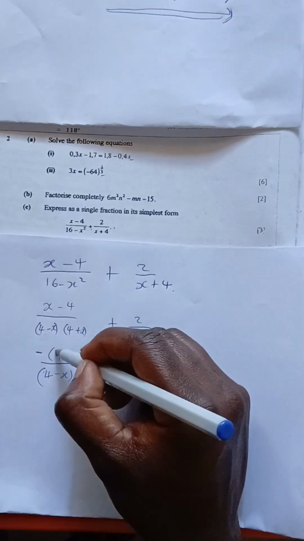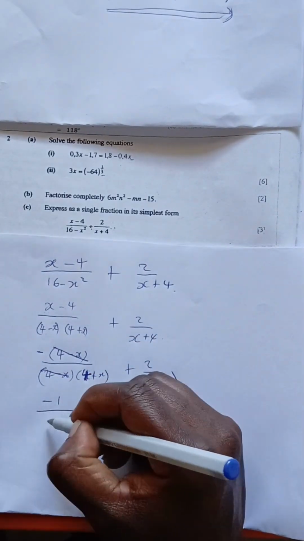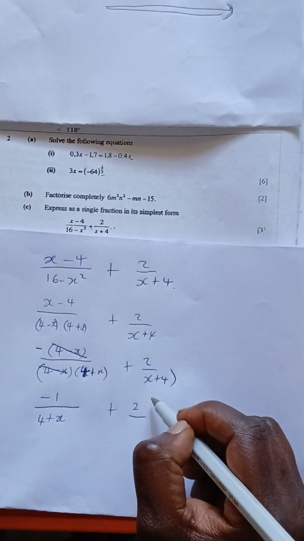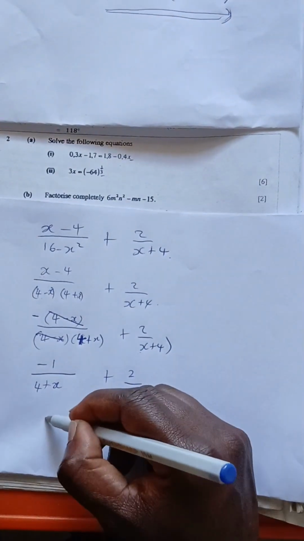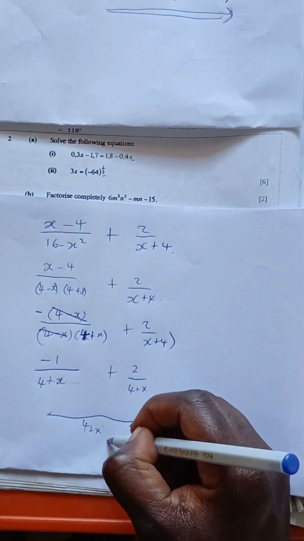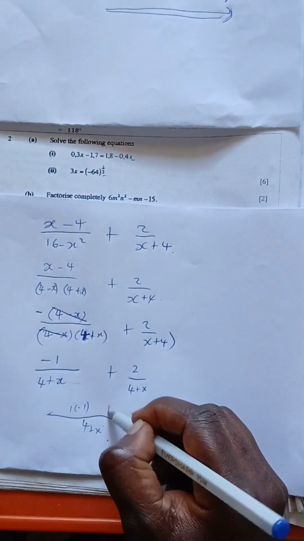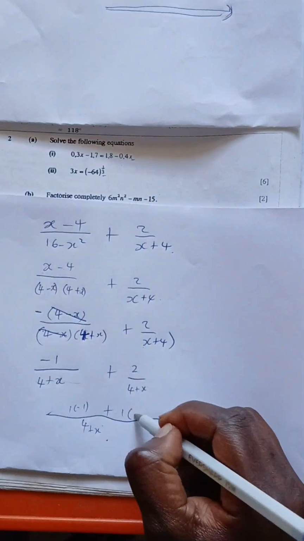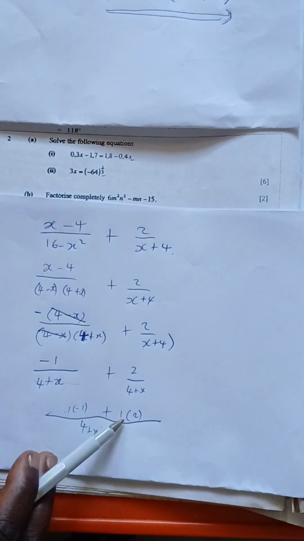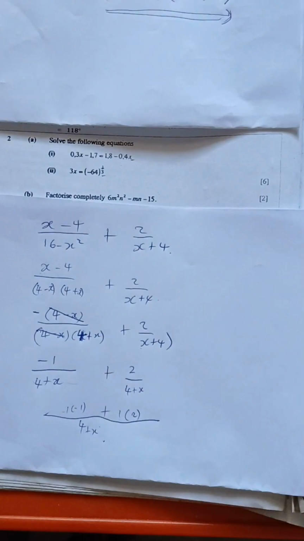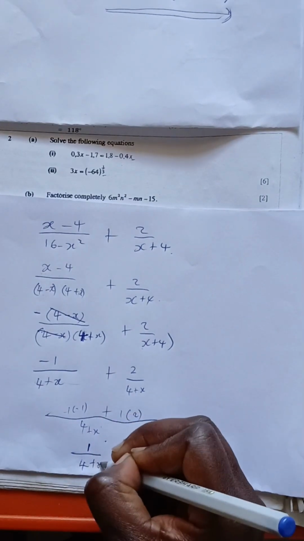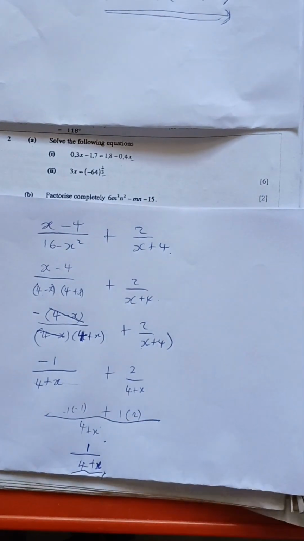Right, so we can cancel out this one, so we have negative 1 on top over 4 plus x, plus 2 over x plus 4, which is the same as 4 plus x. So our common denominator will be 4 plus x. Right, so we can cancel out this one and this one, so it's 1 times negative 1, then plus this one into this one, it's 1 bracket 2. Right, so negative 1 plus 1 times negative 1 is negative 1, plus 1 times 2 we get 2, so negative 1 plus 2 we get 1. So we have 1 over 4 plus x. This is our final answer.